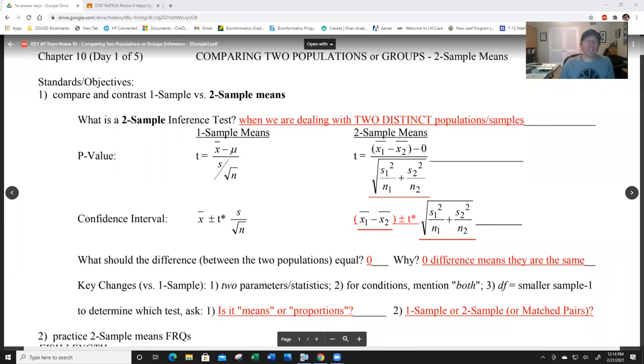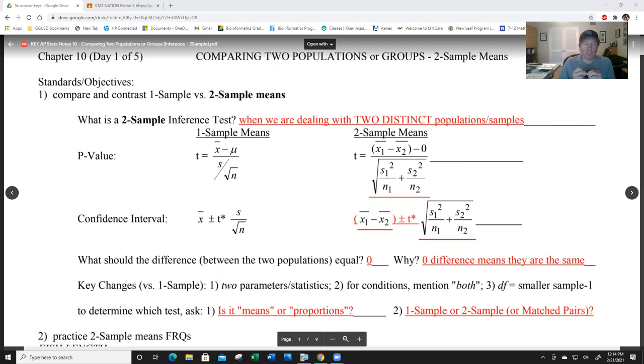So in the previous chapter, chapter 9, we just did one sample test for means and proportions. And we just compared a single proportion or a mean to a known fact and said, is there evidence to support something or not? Now we're comparing two populations. This is a little more common.